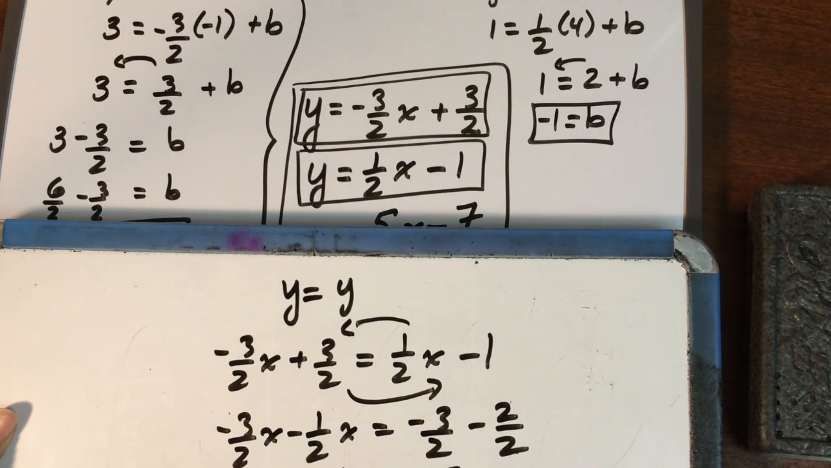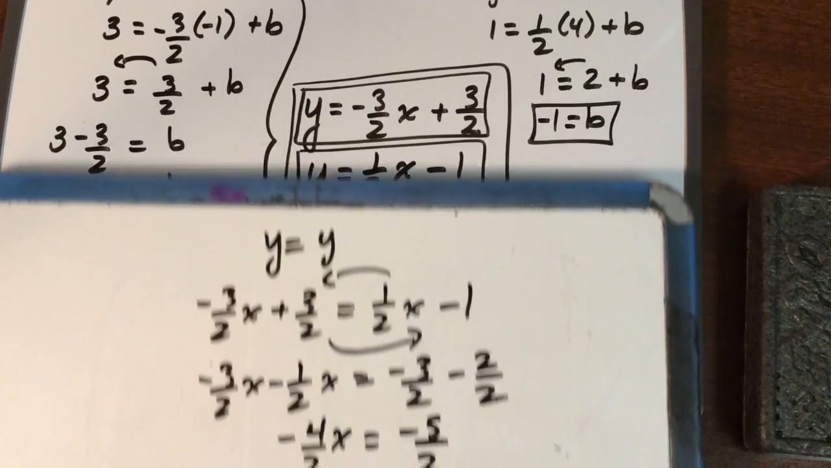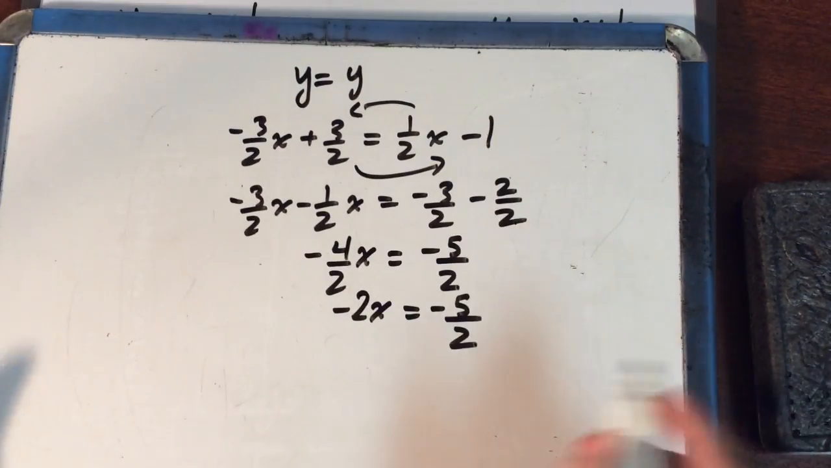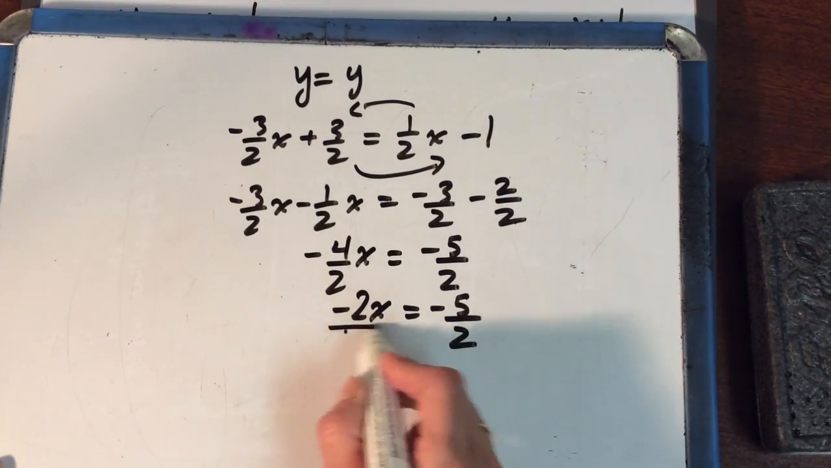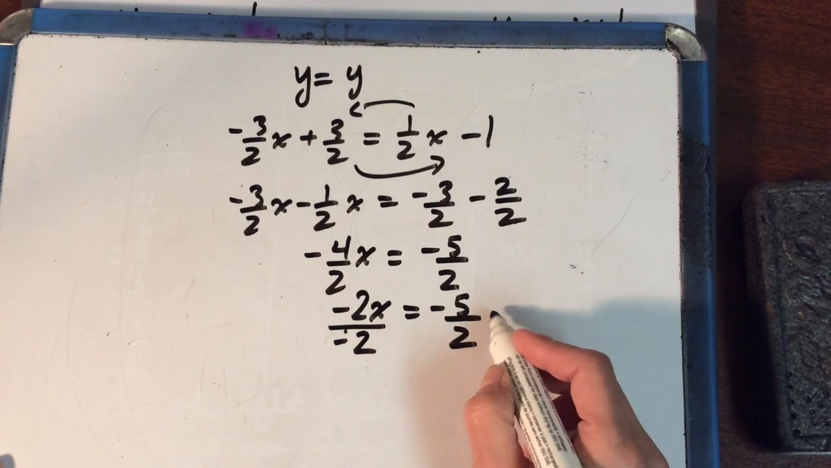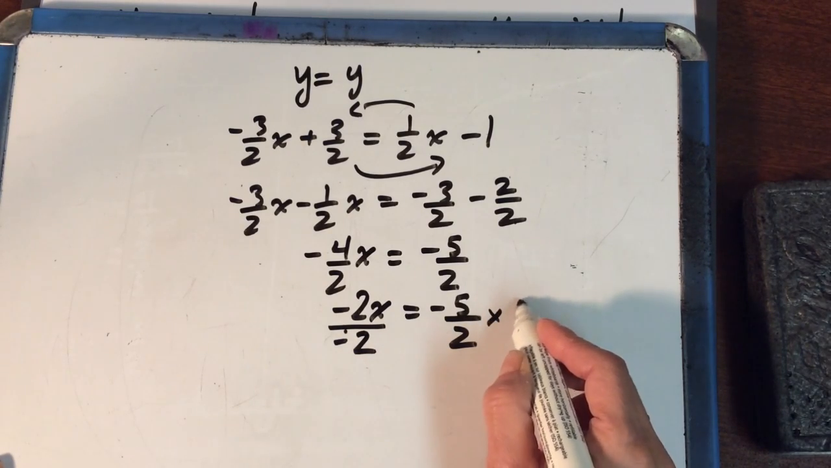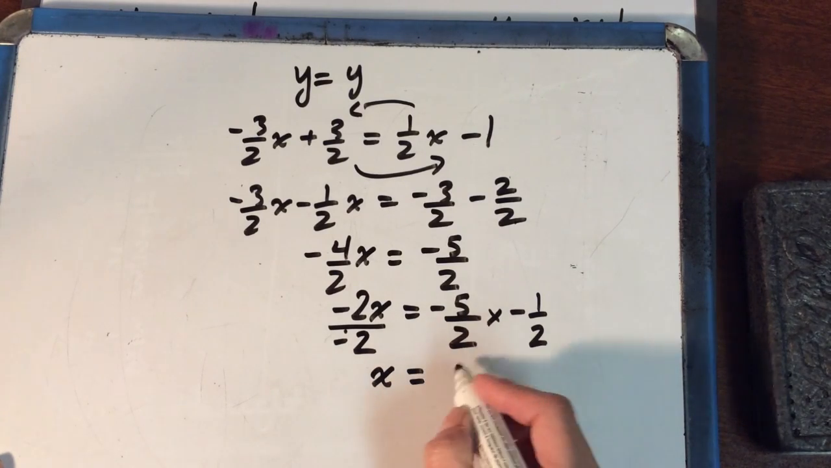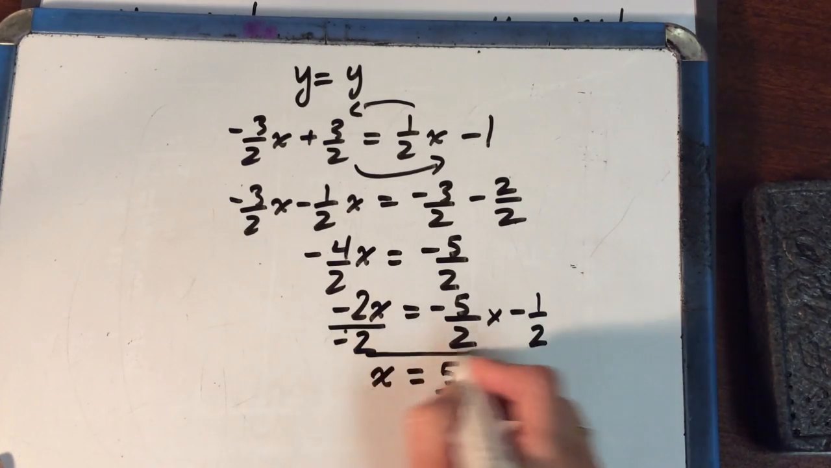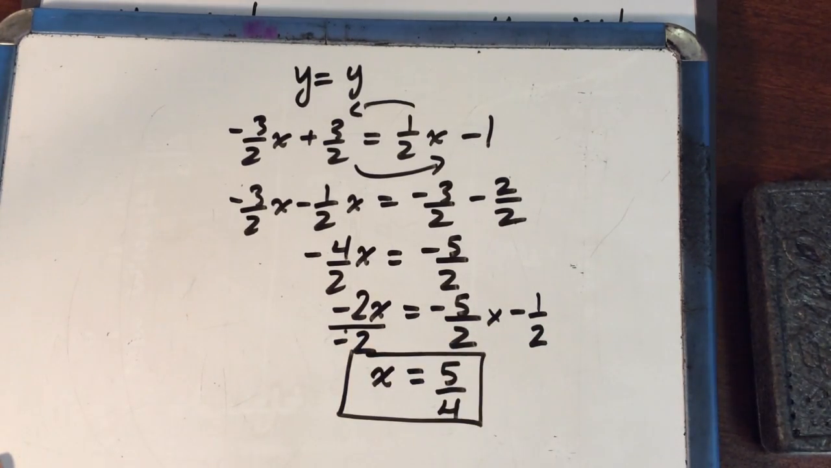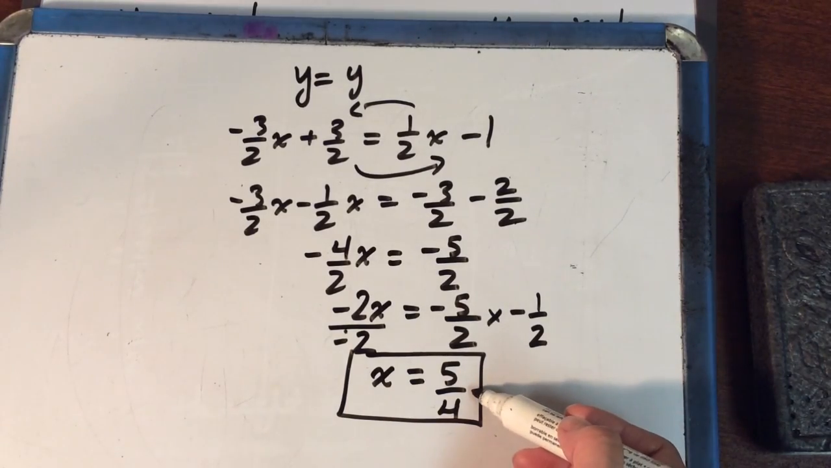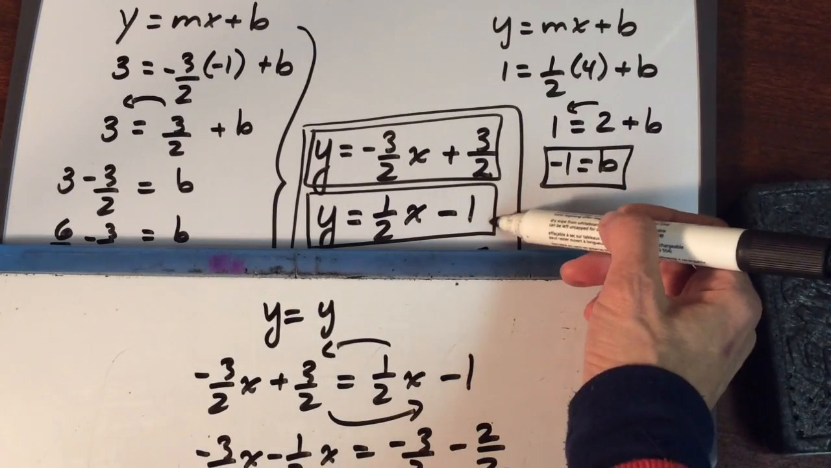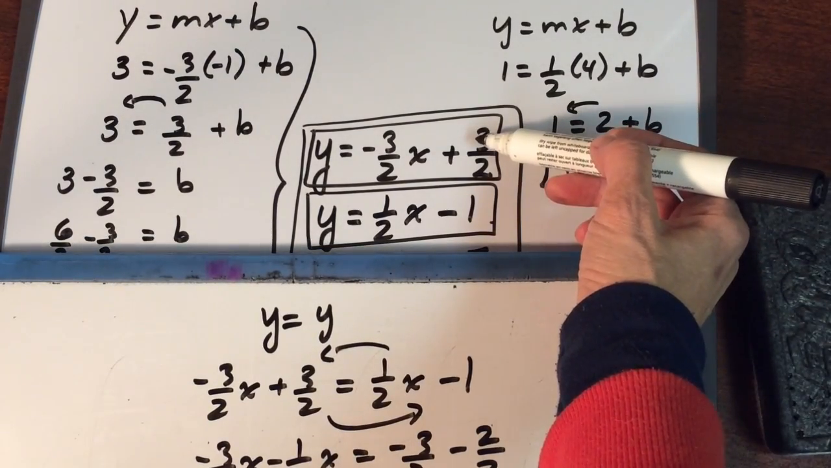Negative 4 over 2 is negative 2. X equals negative 5 over 2, and then we're dividing both by negative 2. Whenever you divide by a fraction, you're actually multiplying by its reciprocal. And so x is equal to 5 over 4. Okay. Now once I have this, all I have to do is plug this into either this equation or this one to find the y value.